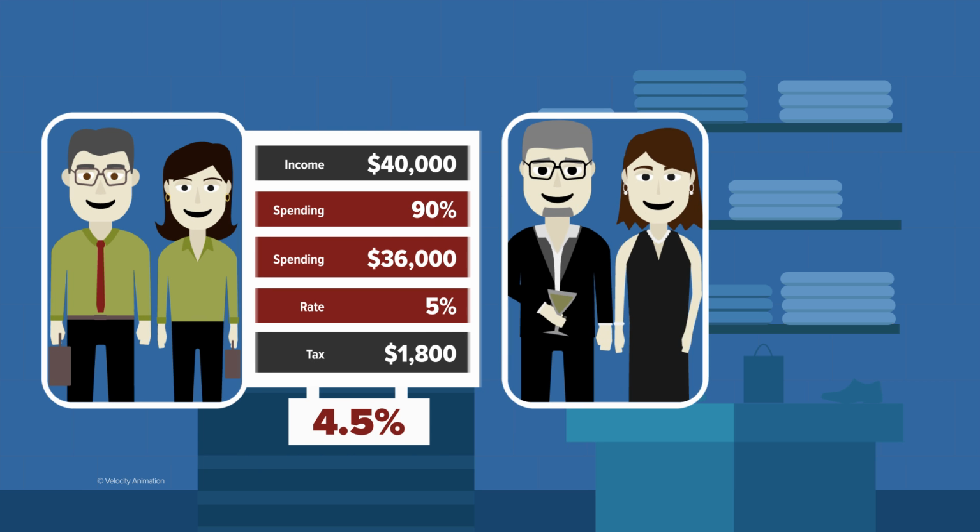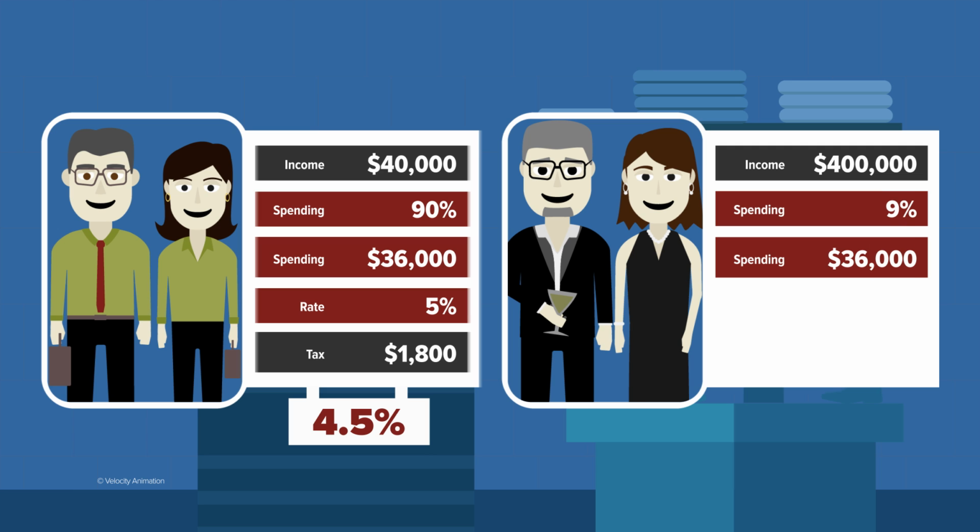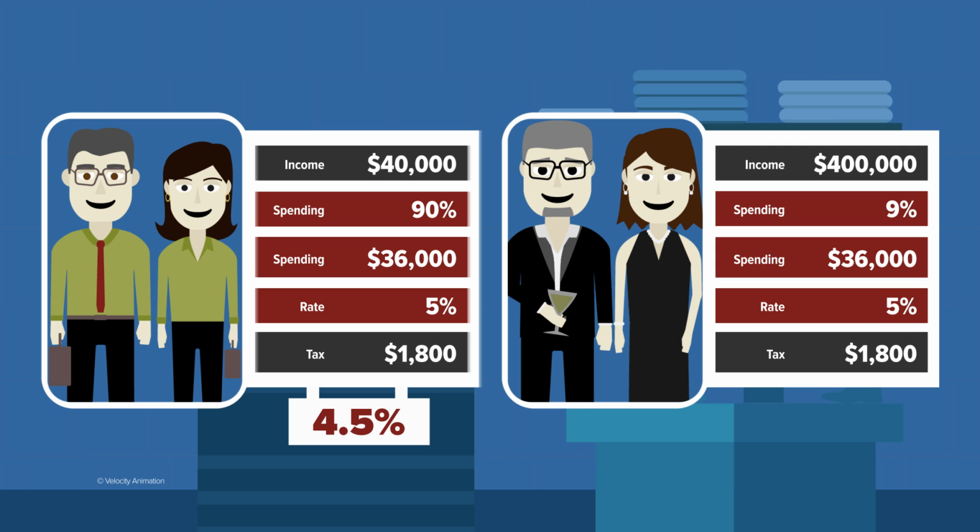The Smiths make $400,000. While their cost of living may very well be more, they can make a choice to live simply and also spend just $36,000 a year in living expenses. At a 5% sales tax rate, they spend the same $1,800, but that is less than 1/2% of their total pay.